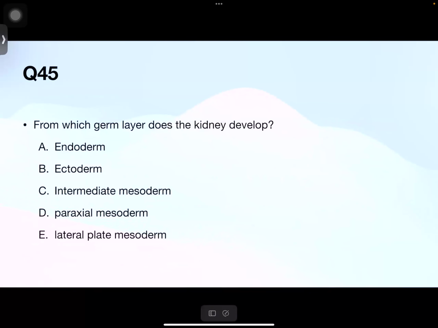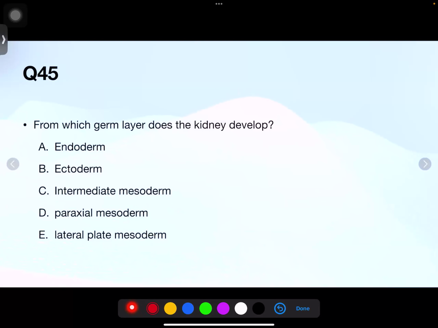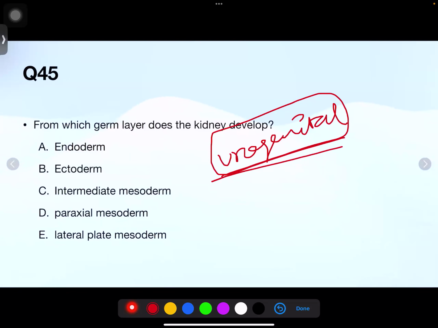Okay, so from which germ layer does the kidney develop? So basically हमारा यूरोजेनिटल सिस्टम कहाँ से डेवलप हो रहा था? यूरोजेनिटल सिस्टम.